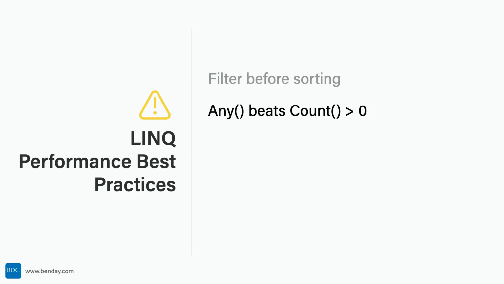Don't use Count greater than zero to check if results exist. Use Any instead. It returns true as soon as it finds one item instead of counting everything. Way faster on large collections.